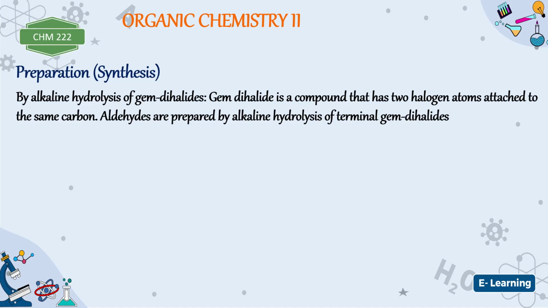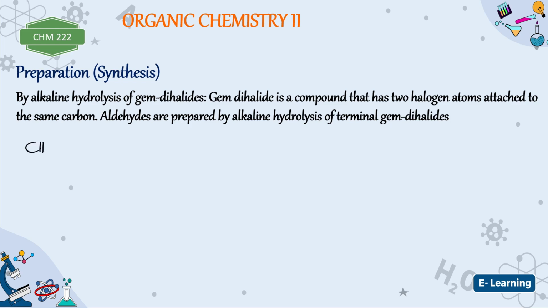One is by alkaline hydrolysis of gem dihalides. Now the question is, what is a gem dihalide? A gem dihalide is a halide that has two halogen groups on one carbon.